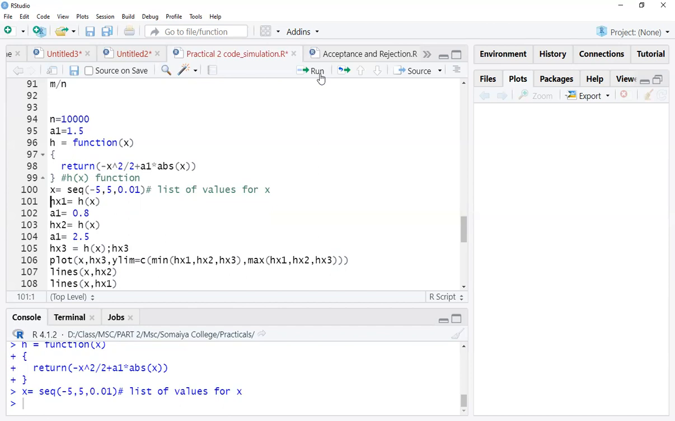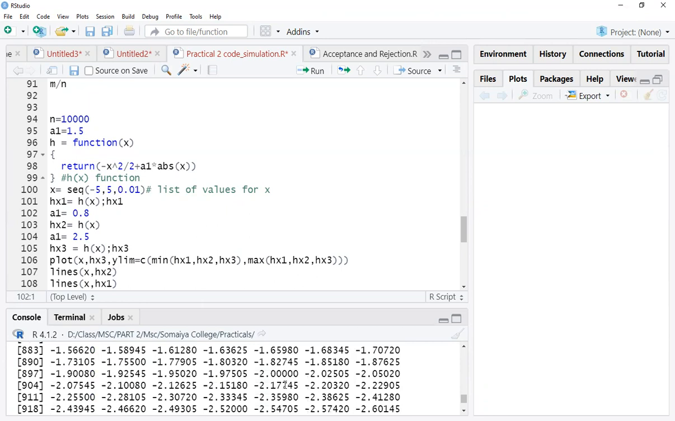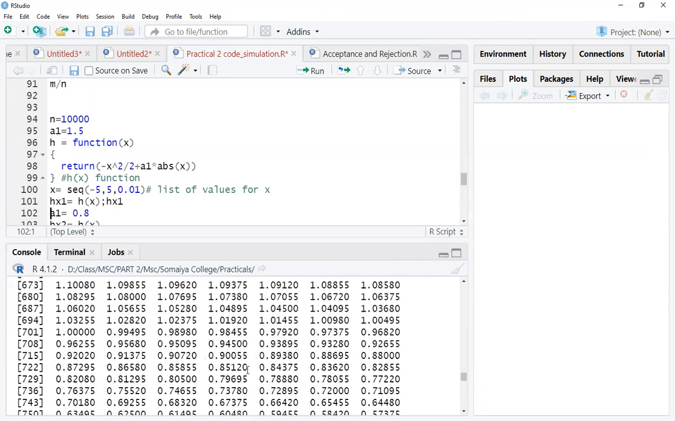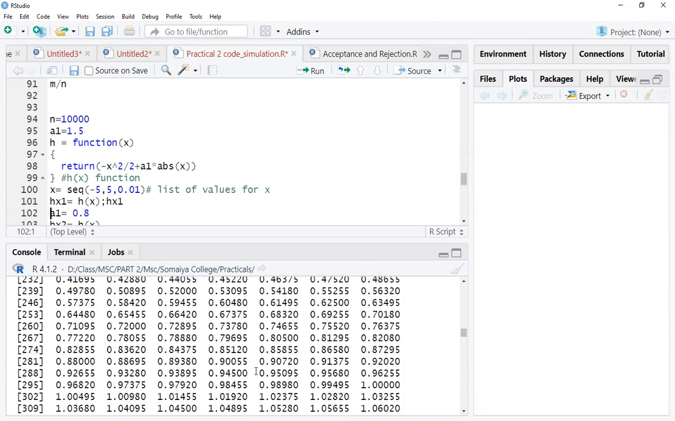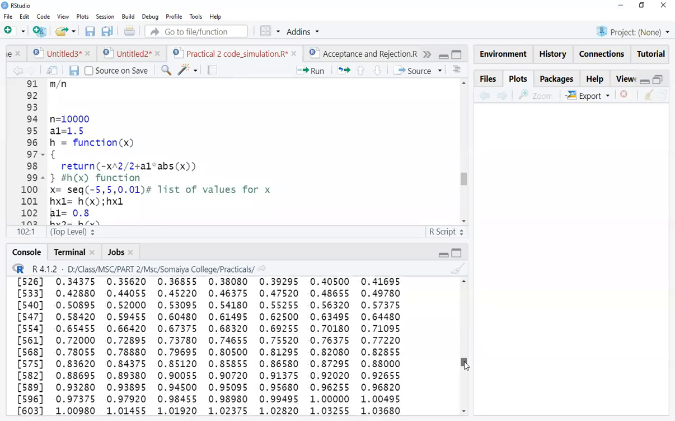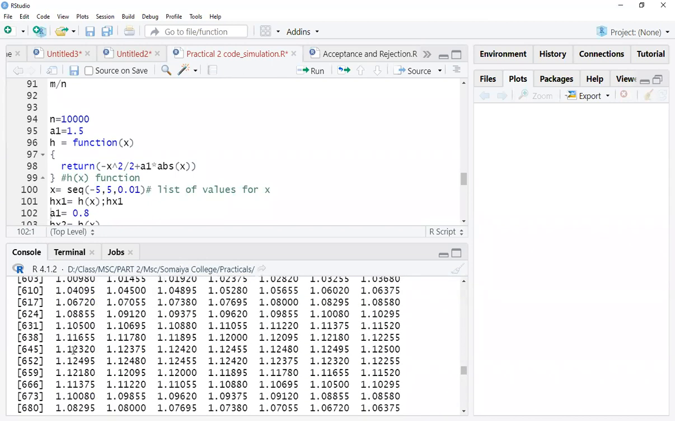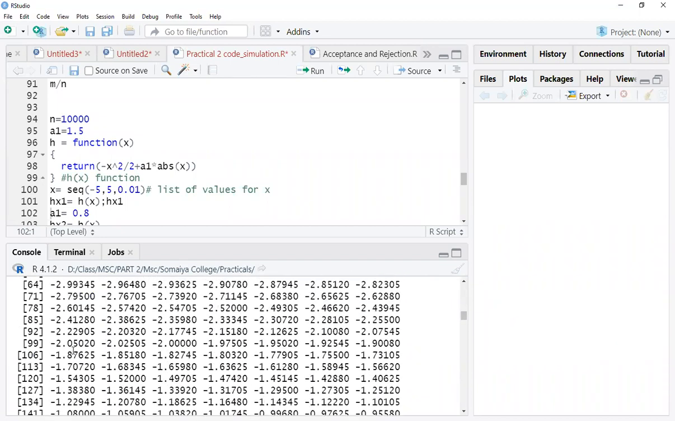And calculate hx1 based on this function with alpha 1.5. So this is your data for the first function hx1. Look at this. So this many observations we have generated from that particular function h of x. Now you want to see what the maximum value is and what the minimum value is. If you look here, it's varying from -5 to maybe some positive value. You can just look at the graph for this, and it becomes clear.